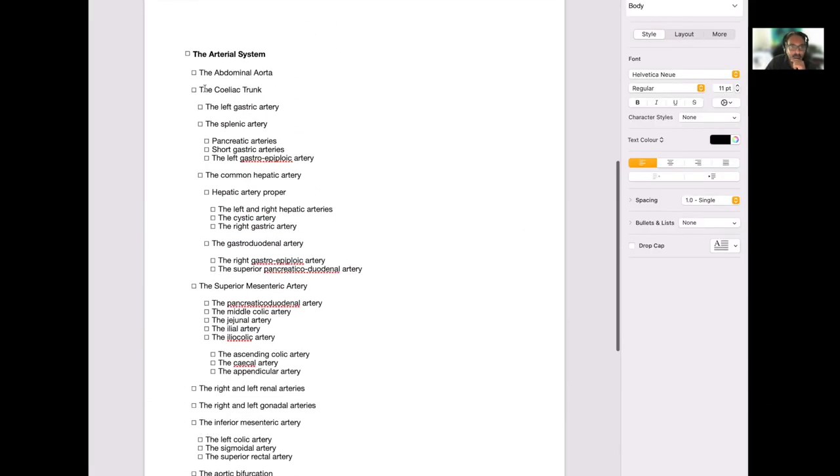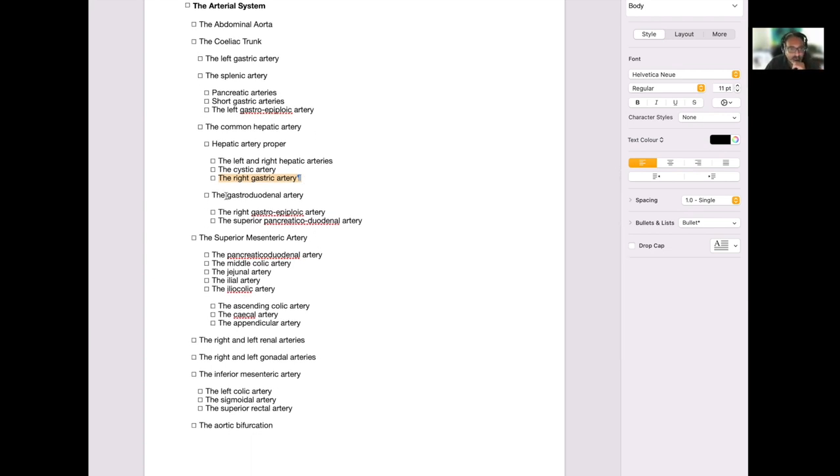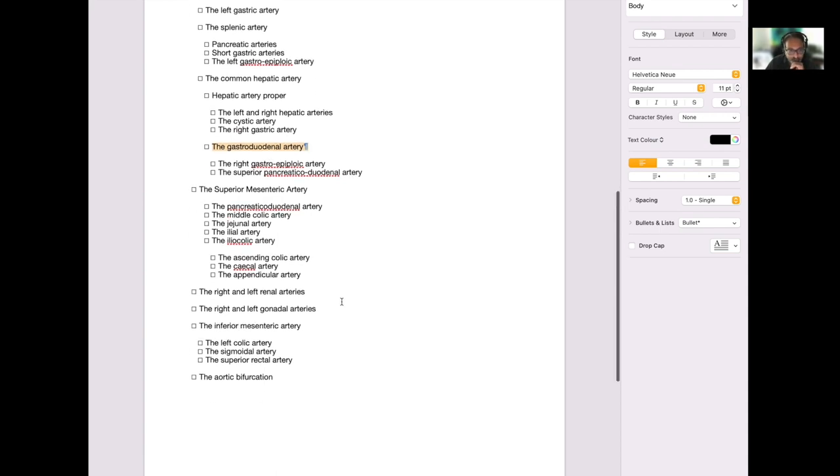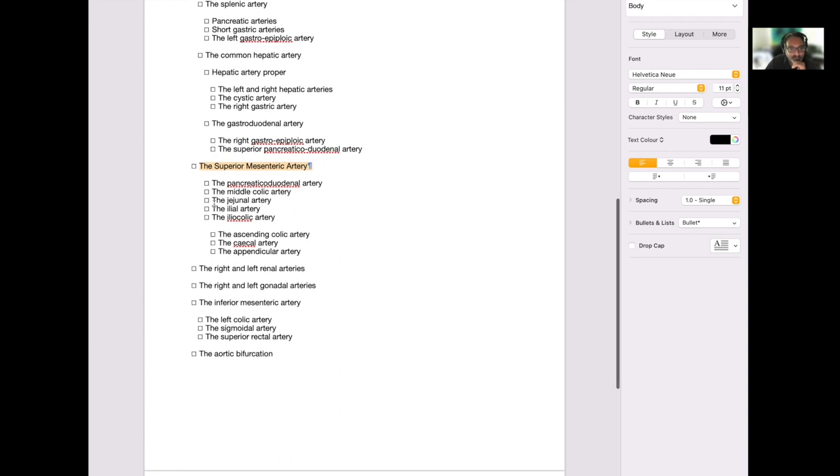So we've done the abdominal aorta and the celiac trunk. We've tried to see as many of these branches as we could. We saw the splenic artery. We saw the common hepatic artery. We actually did see the left and right hepatic arteries and the cystic artery. We might have seen the right gastric artery, but I'm not sure. We didn't see the gastroduodenal artery because I couldn't find it in this one. We did the superior mesenteric artery. We did some of the jejunal and ileal arteries, but we couldn't see all of them.